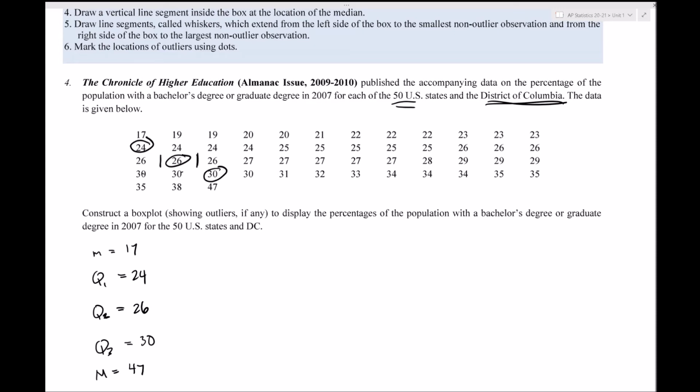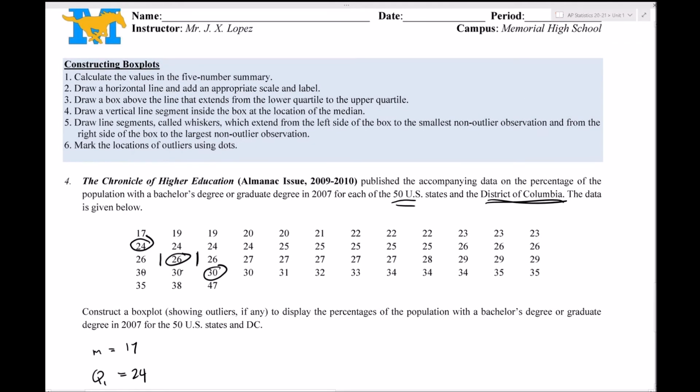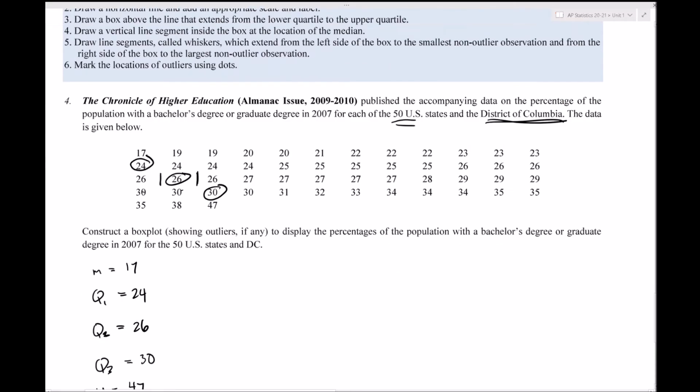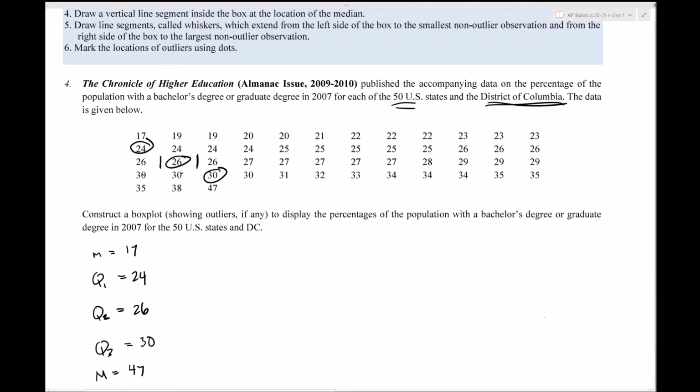Okay, so then how do I start my box plot? If you look above, you would calculate the values in the 5-number summary, check mark. Draw a horizontal line and add an appropriate scale and label. X-axis, so literally draw an X-axis. We'll draw an X-axis, give an appropriate scale. I notice the minimum is 17. I'll start at 15, and I'll go by 5s, all the way finishing up to 50 because I see 47 is the largest. So by 5s, 20, 25, 30, 35, 40, 45, and then 50.